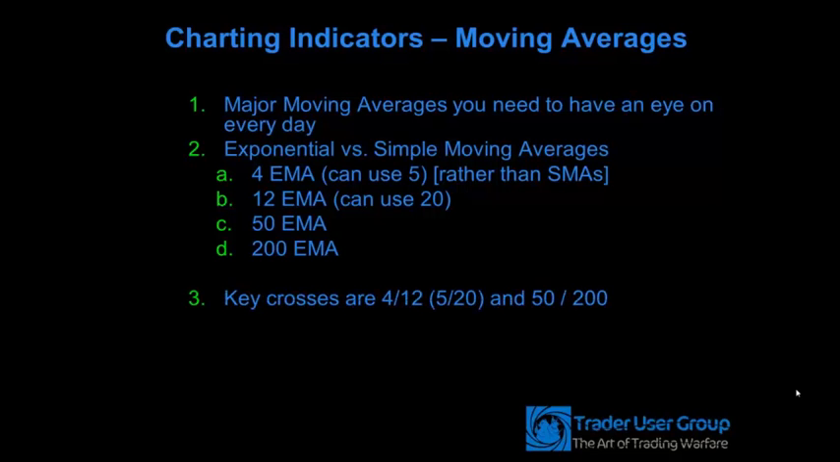And the crosses that are very important, of course, are the 4 and the 12, or you could use the 5 and the 20. And then the 50 and the 200. These are very important crosses. Short-term trades generally are taken for the swing trader with the 4 and 12 cross or the 5 and 20 cross. And then with the 50 and the 200, those are a little bit longer term trades where you're positioning your portfolio more dramatically, whether you're above or below the 200-day moving average.